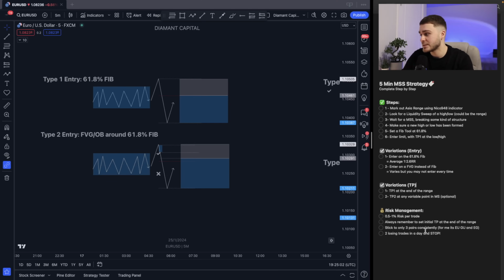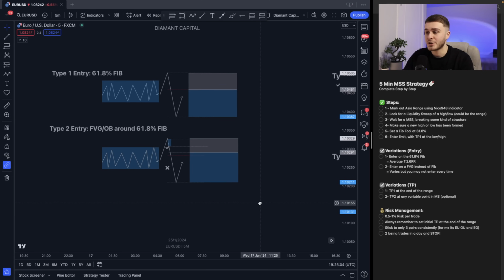So we've talked about entries, take profit, now about risk management. Because of the volume of trades that you are going to be taking with this strategy, because it does come up quite often, and again, if you are monitoring a few pairs, you will see a few opportunities: 0.5% to 1% risk per trade. With that, always remember to set your initial take profit at the end of the range, as we've talked about. Stick to only 3 pairs consistently.